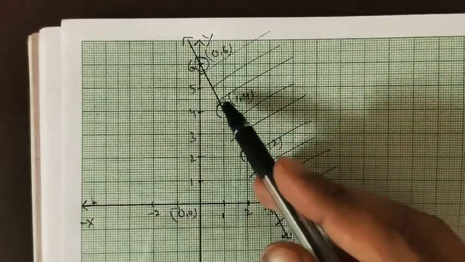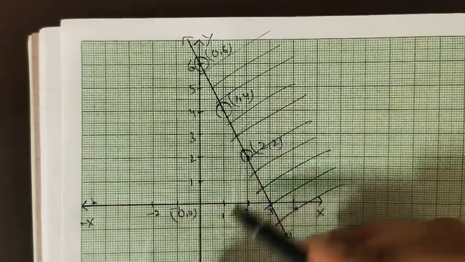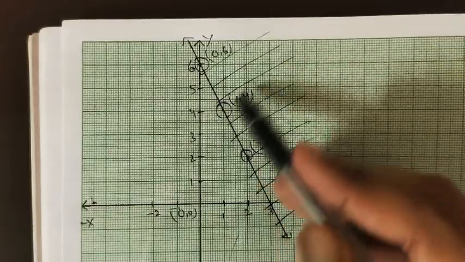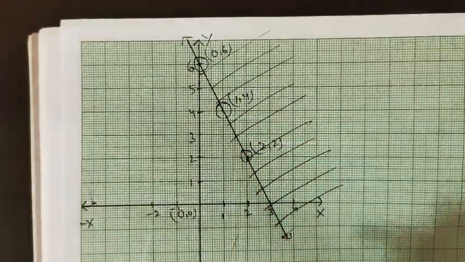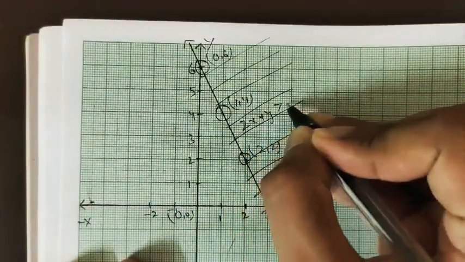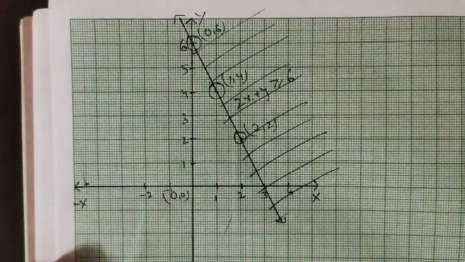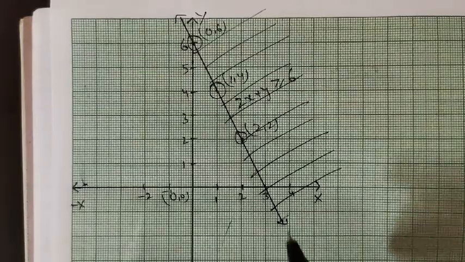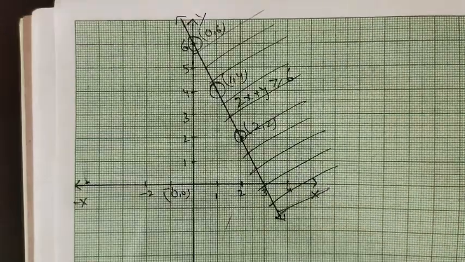If a true condition is there, then we will be using the area which is towards the origin, right? If a false condition is there, then we will be taking the area away from it, right? So this is the required area of this inequality, 2x plus y greater than or equal to 6. This is our answer to this question. So you can write this inequality here on the line also. So this area is the required answer.